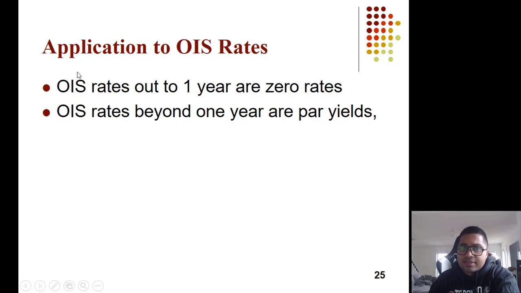Application of OIS rate. OIS rates up to 1 year are generally zero rates. OIS rates beyond 1 year are par yields, so you have to calculate par yields. We know the coupon payments that equate $100 par value to $100 face value when discounted at zero rates. That becomes the coupon yield, which is nothing but par yield, and that is the OIS rate.